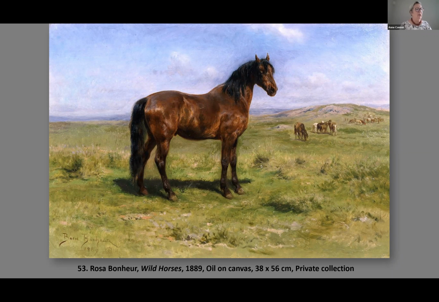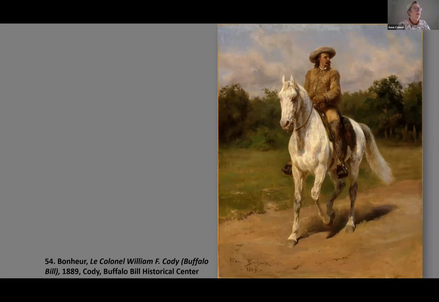And so she rationalized the idea that she was wearing men's clothing because she was painting animals. And then she even made a picture of Colonel William F. Cody, Buffalo Bill, in 1889.